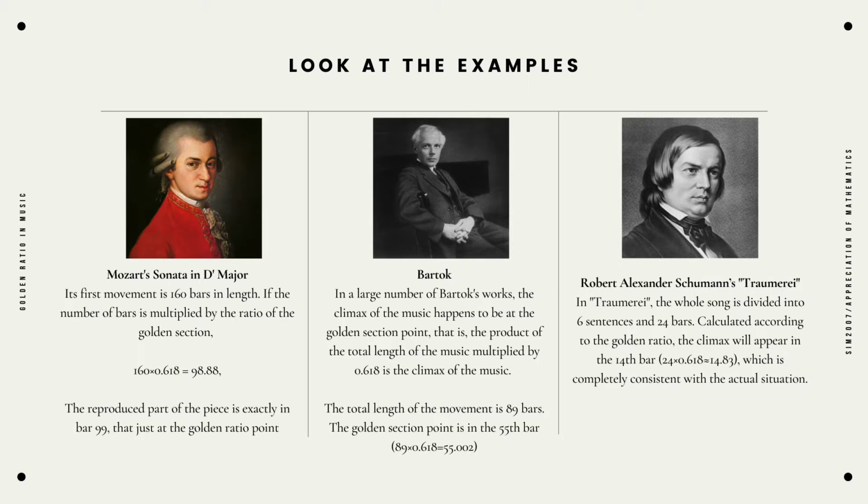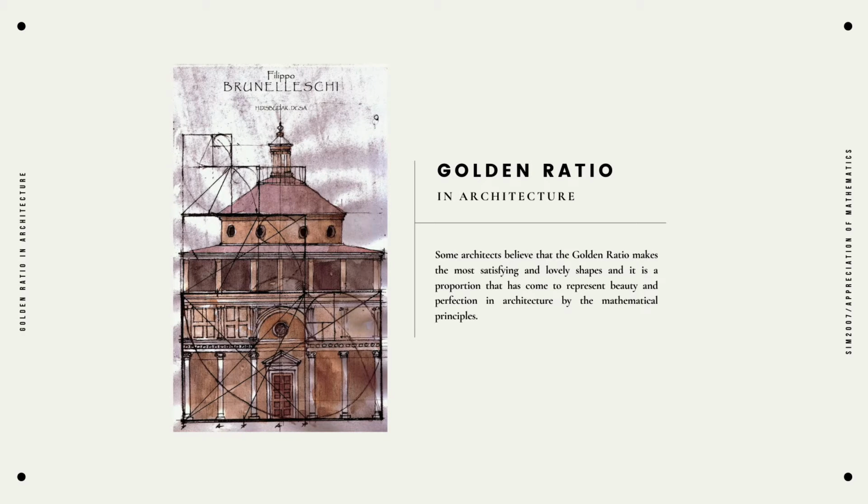Calculated according to the golden ratio, the climax appears in the 14th bar, which is completely consistent with the actual situation. Now I will continue with another part, which is the application of the golden ratio in architecture.